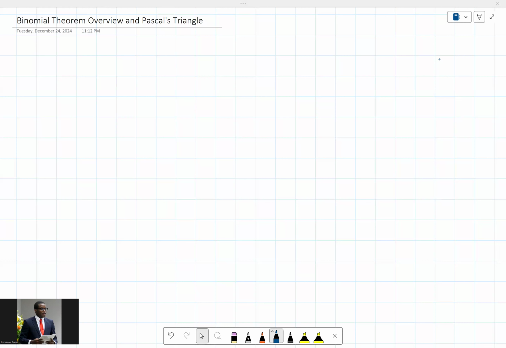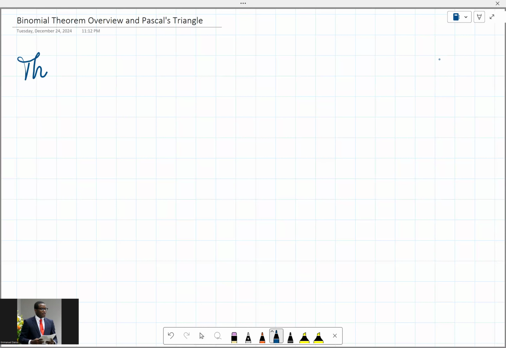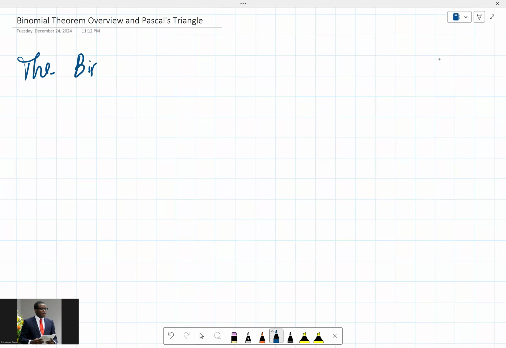So here we are looking at the binomial theorem, its overview, and how it is connected with Pascal's triangle. Okay. So first of all, what is the binomial theorem? That's where we start from. The binomial theorem.